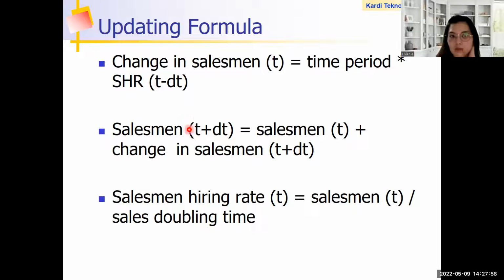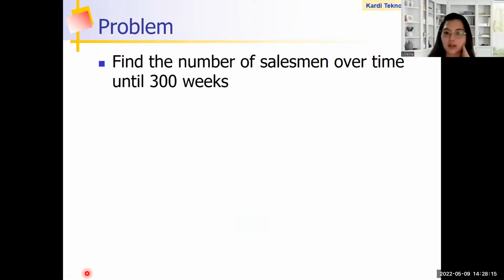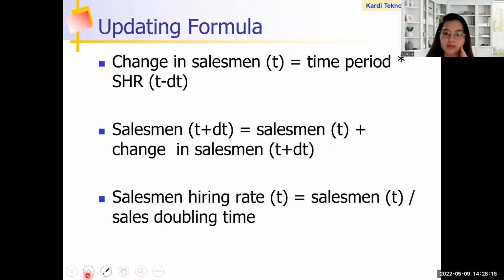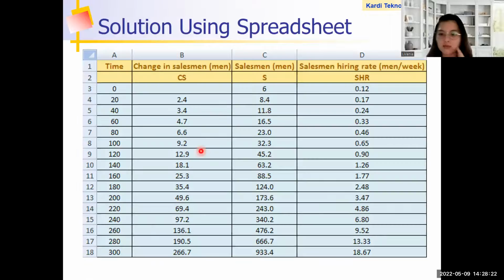And then the salesman hiring rate is the salesman divided by sales doubling time. This is the one that we gave a while ago. Clear? So using those three equations, you can get the spreadsheet.